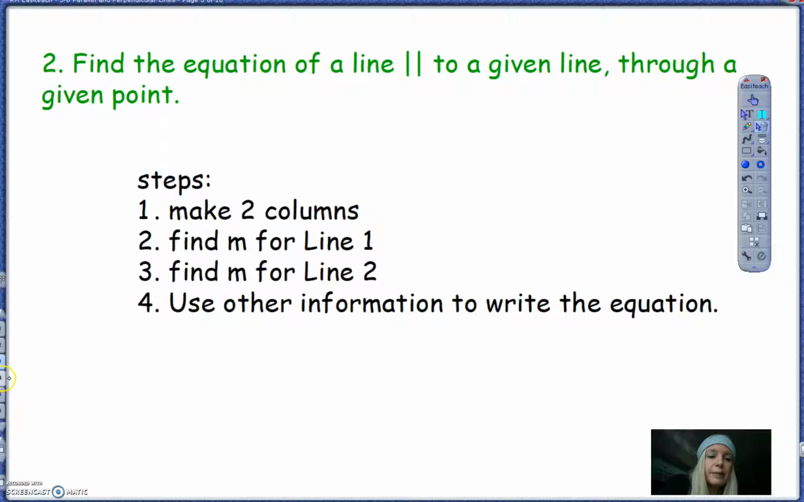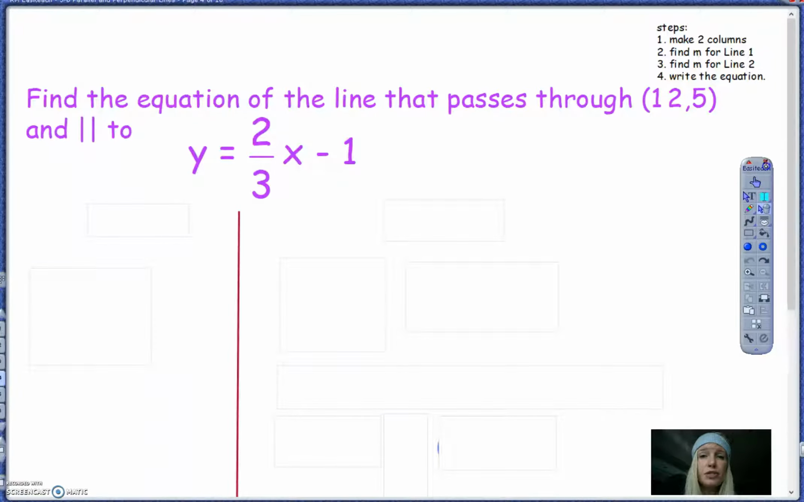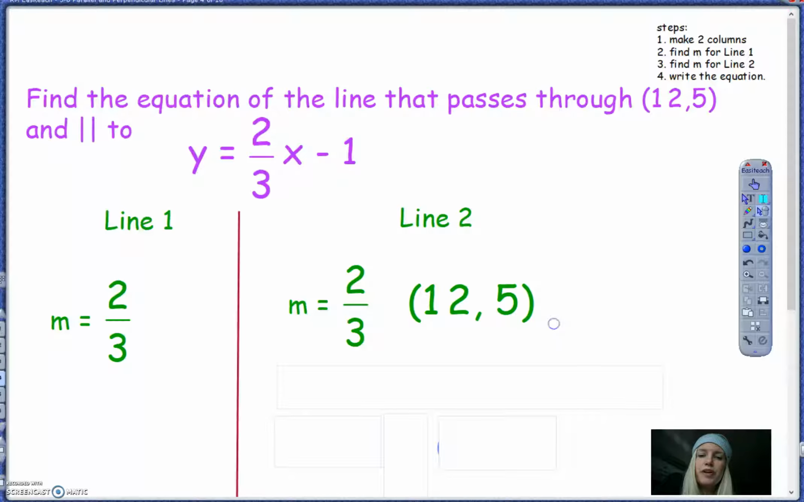All right, so let's look at an example. Find the equation of the line that passes through (12, 5) and is parallel to our equation y equals 2/3 x minus 1. Okay, so I put the little steps up there at the top right. First thing is to make the two columns. On the one side, you're going to write line 1, and on the other side, you're going to write line 2. Well, line 1, this equation that we have, we know that our slope is 2/3. Our m is 2/3. That's what's given in our equation. If line 2 is parallel to line 1, then we know that that slope is also 2/3. And the other piece of information we have is (12, 5).